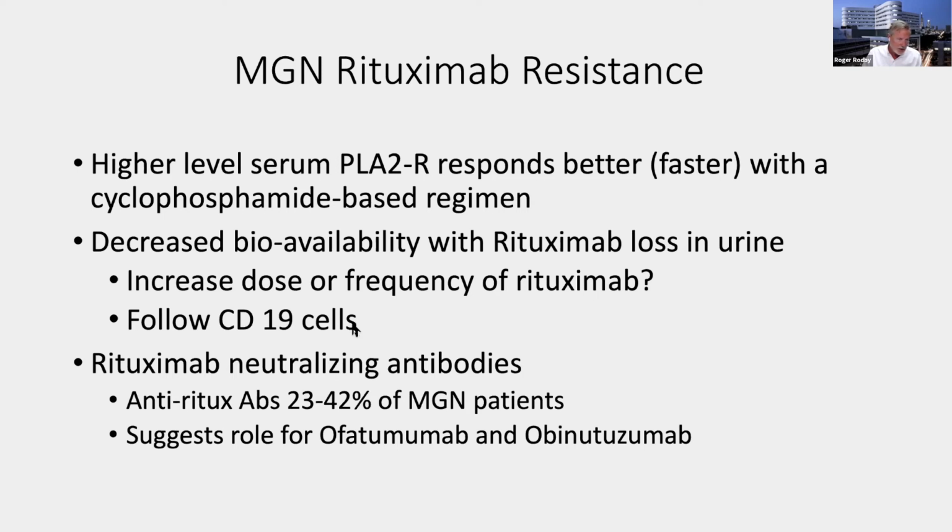And then the other is rituximab neutralizing antibodies. Rituximab is a chimeric antibody, a mouse-human antibody. And I found this fascinating when I looked it up yesterday: 20 to 40% of people with membranous will form anti-rituximab antibodies. Doesn't mean that it's enough to completely neutralize it, but it's not irrelevant either. And that really suggests a role for one of the other anti-CD20 agents, ofatumumab or bendamustine.